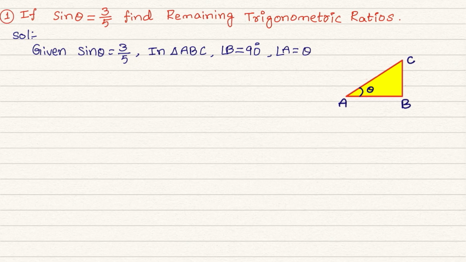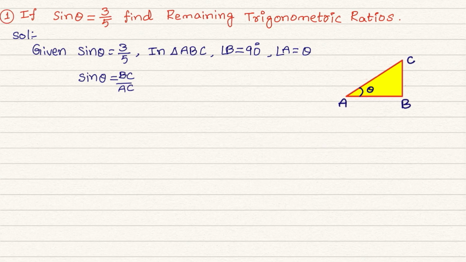Then based on this we define what is sin theta in this triangle ABC. So here sin theta will be opposite side by hypotenuse. Here the opposite side to theta is BC and the hypotenuse is AC. So it is BC by AC. So from these two, in the question it is given sin theta is equal to 3 by 5.